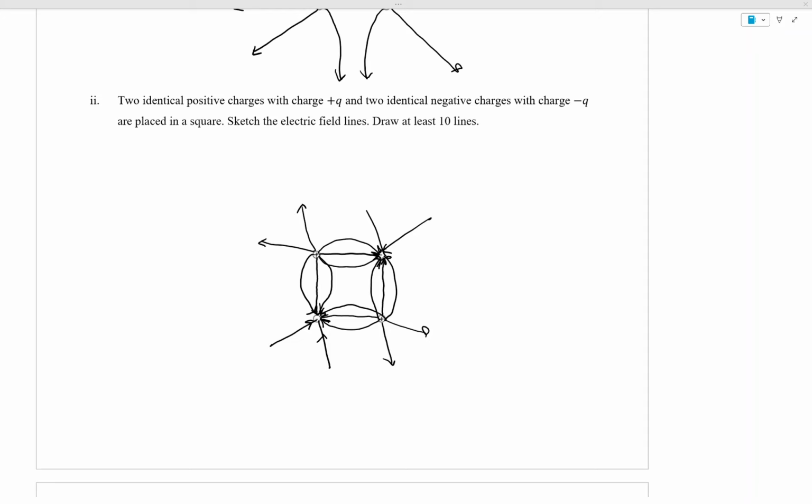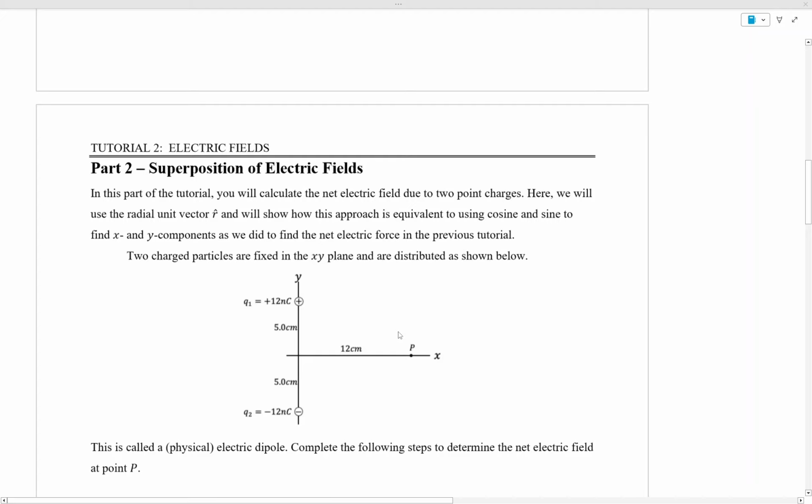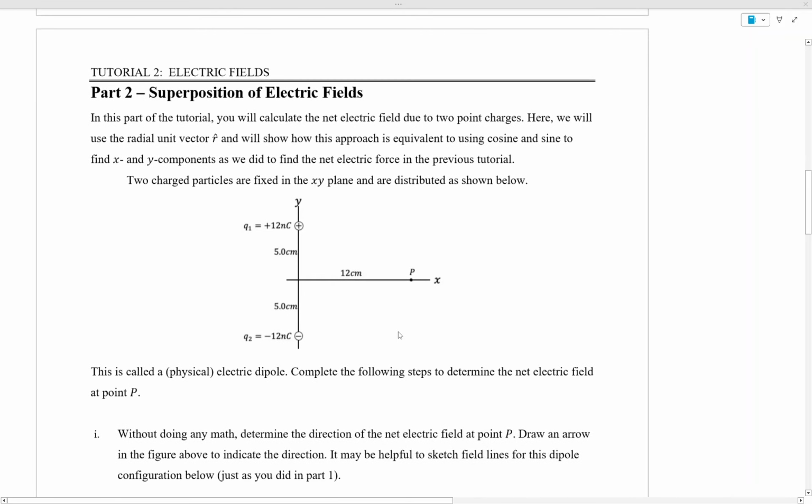The real core of this exercise, though, is the second part. And this is where we get into superposition of electric fields. That is, adding electric fields together. This is similar to what we did with Coulomb's law and adding electric forces together, except now we're working with the electric field for point charges. A little bit different quantity.